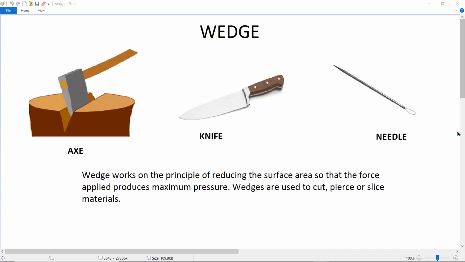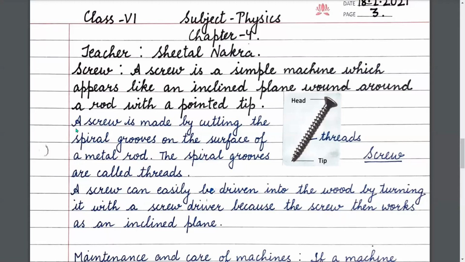Wedges are used to cut, pierce, or slice materials. Next simple machine is screw. A screw is a simple machine which appears like an inclined plane wound around a rod with a pointed tip. A screw is made by cutting spiral grooves on the surface of a metal rod. The spiral grooves are called threads.